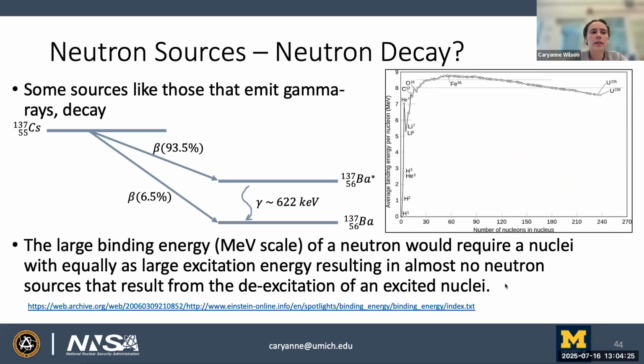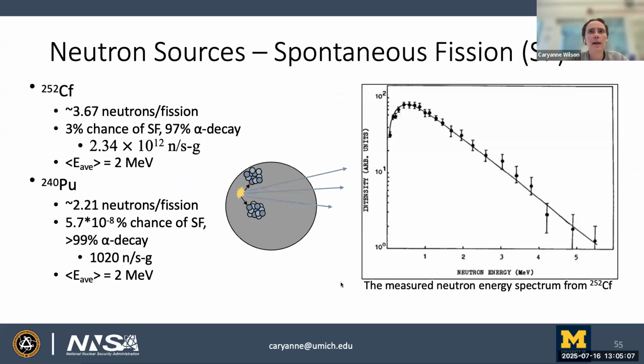Yesterday, Sander talked to you guys about gamma rays and gamma decay. A lot of sources, when they're excited, emit gamma rays. On the right side of the screen, you can see the average binding energy per nucleon. It's pretty high, on the scale of MeVs. So a neutron would require the nuclei to be extremely excited to emit a neutron to de-excite, and so we don't see pretty much any neutron sources from the de-excitation of excited nuclei.